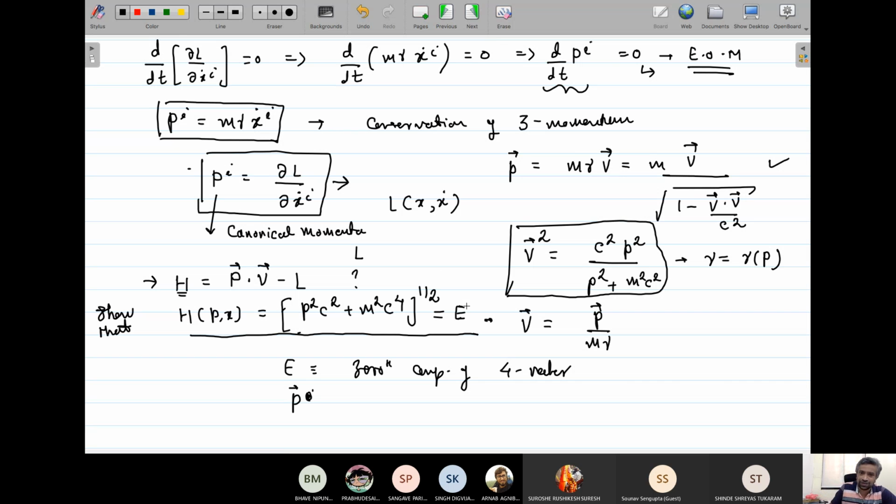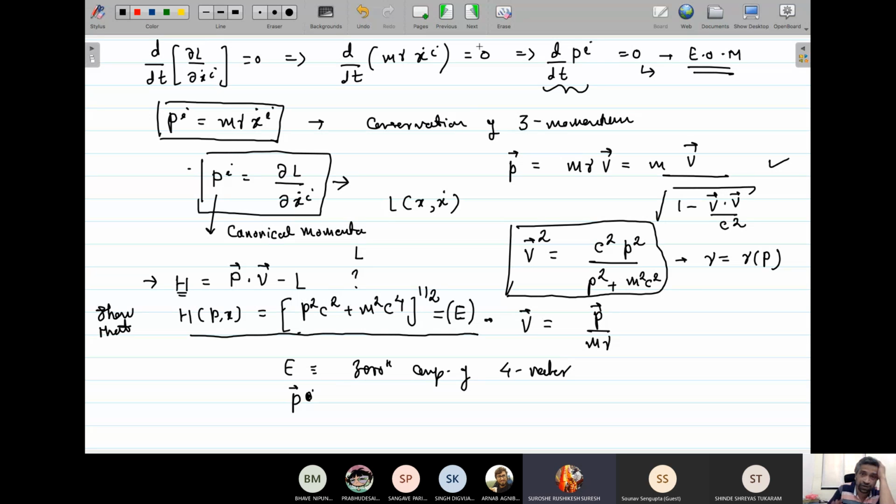As it stands, this is not a Lorentz invariant quantity. Remember, this is not a 4-vector, this is 3-momentum squared. So you have m squared c squared, which is Lorentz invariant, but there is this p which is not Lorentz invariant. Have I answered your question? Yes, sir.